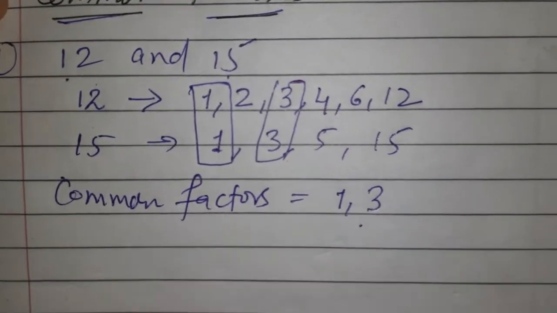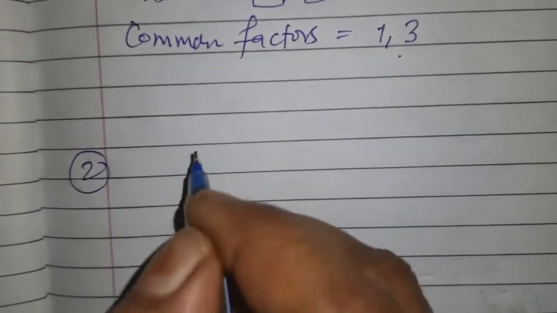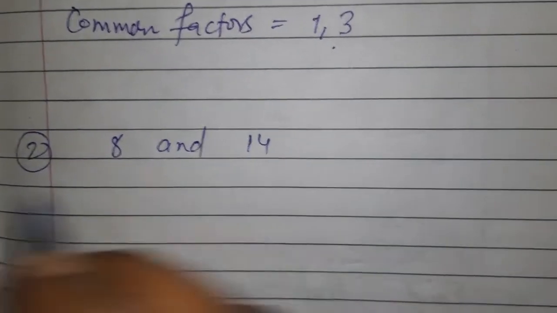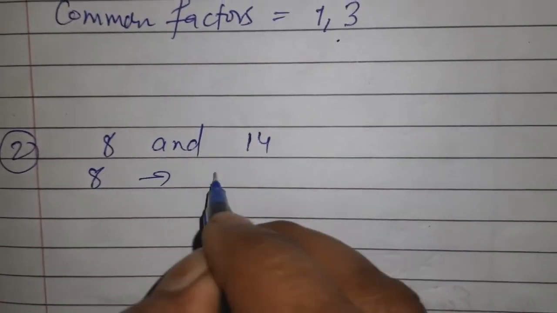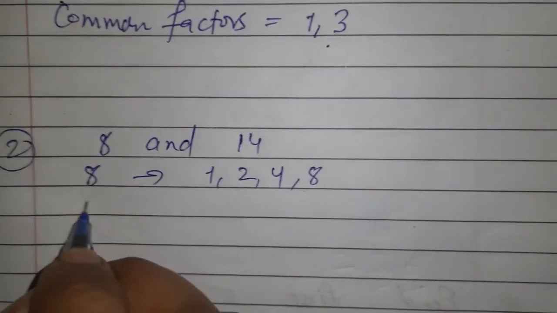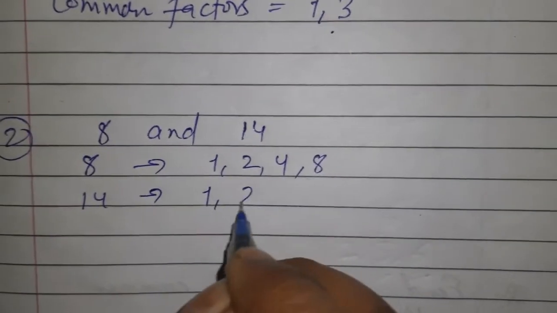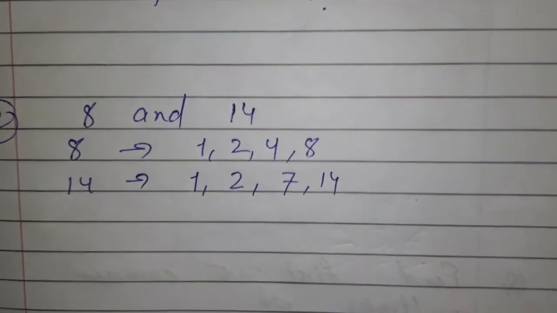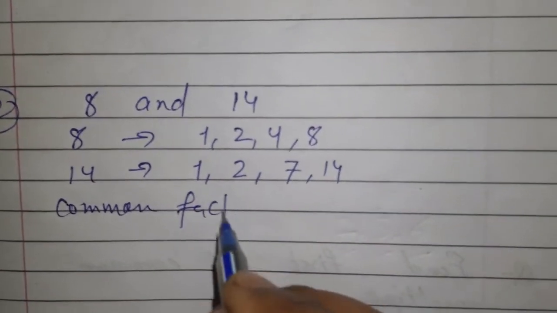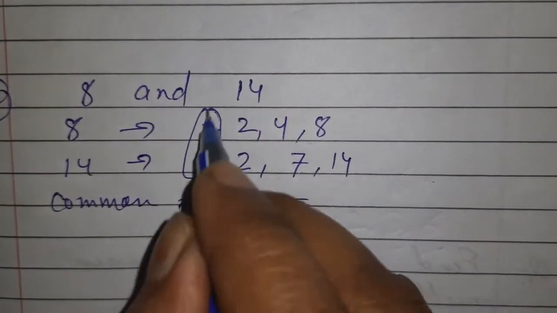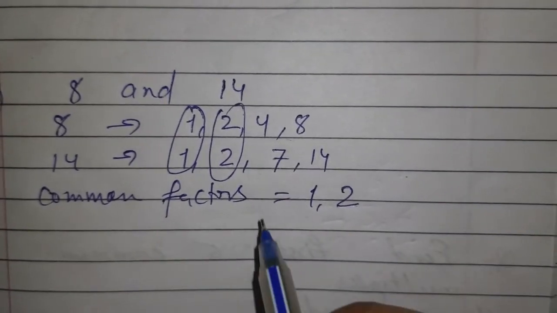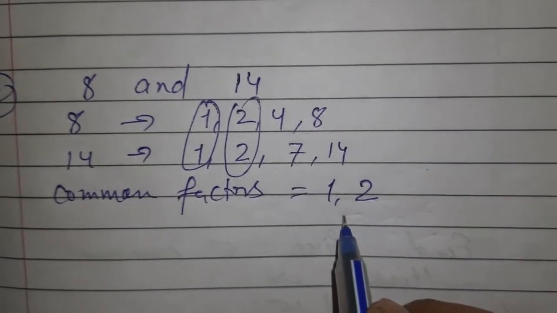Okay, now let us take the other example. What are the common factors of 8 and 14? Okay, so factors of 8: 1, 2, 4 and 8. 14: 1, 2, 7 and 14. So what are the common factors? Common factors are 1 and then 2 only. These are the common factors. So this way you find the common factors of any 2 or 3 given numbers.